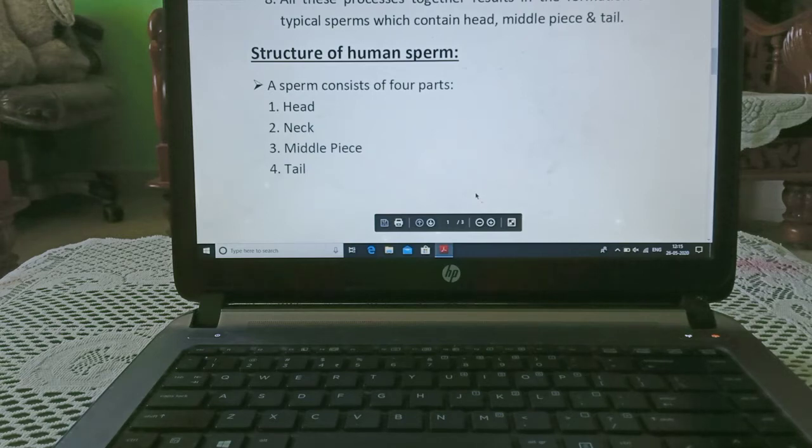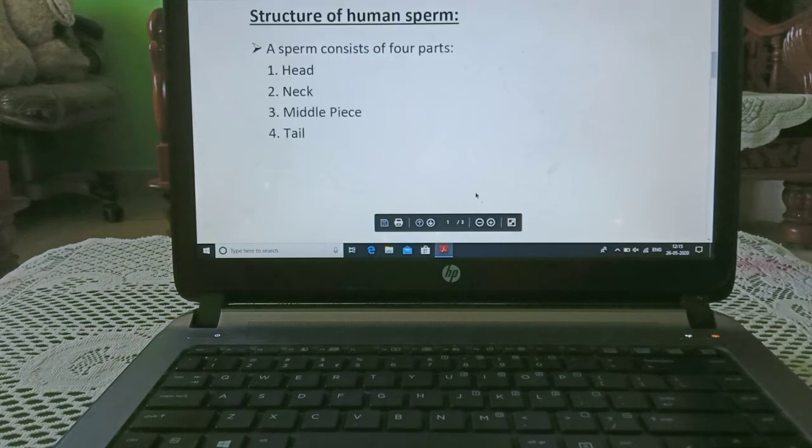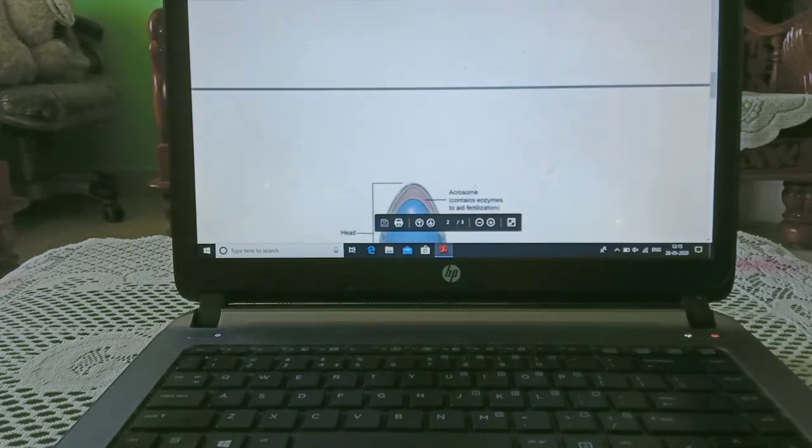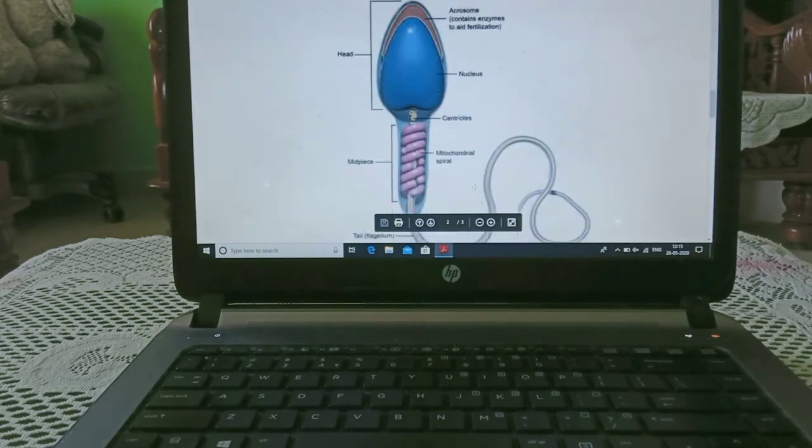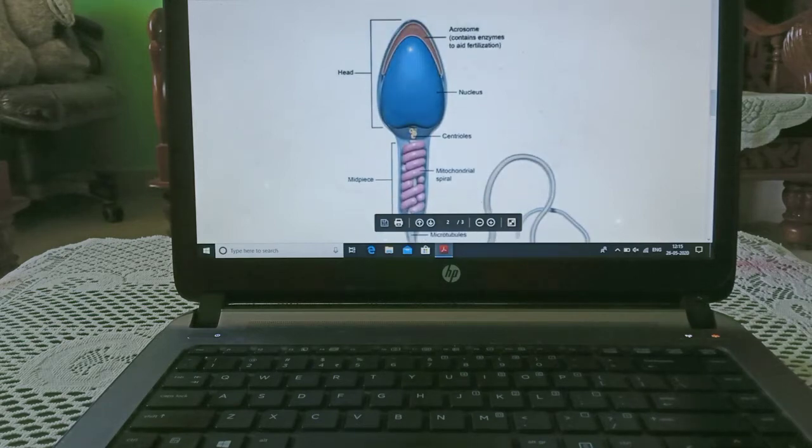Now we are starting with the structure of the human sperm. A typical human sperm has four parts: head, neck, middle piece and tail. As you can see on the screen, this is the head, which contains the acrosome, needed to penetrate the ovum. This is the neck, where centrioles are present.